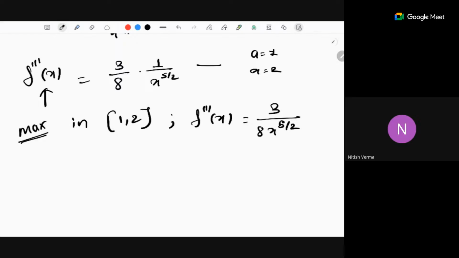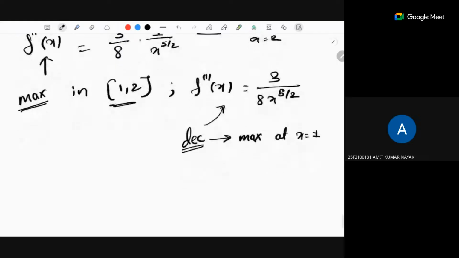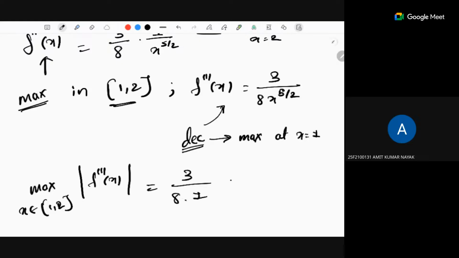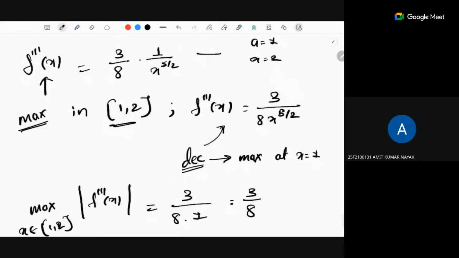So what do you think? Is it an increasing function or a decreasing function in this interval? It is a decreasing function, so you'll get the maximum value at the left end point. Left hand point, yes. So see, this is actually a decreasing function. Why is it decreasing? Because it's a function related to 1 by x type of thing. We know that 1 by x type of functions are decreasing functions. So that's why the max value happens at the left end point, which is x equals 1. So the max of x belonging to the closed interval 1 comma 2 of modulus of f triple derivative of x is equal to 3 by 8 into 1, which is 3 by 8 only. So this is the maximum value, 3 by 8.